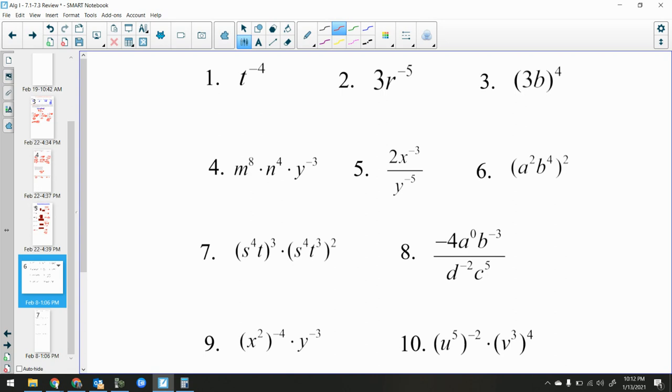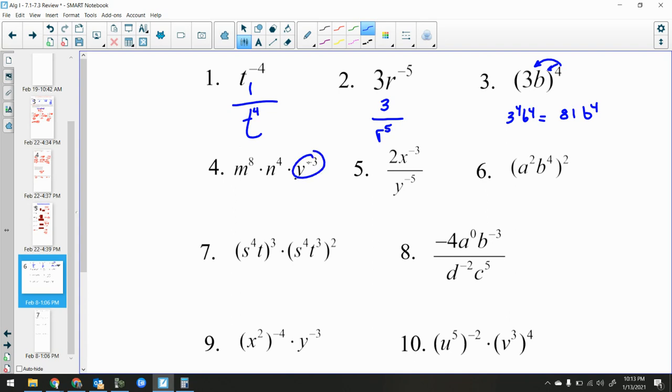Okay, here we go. These should be pretty simple by now. Okay, so I'm going to just go through the answers here. This t to the negative fourth is 1 over t to the positive fourth. This 3r to the negative fifth is 3 on top, r to the positive fifth in the denominator. This (3b) to the fourth power should be 3 to the fourth, b to the fourth, or 81 b to the fourth.